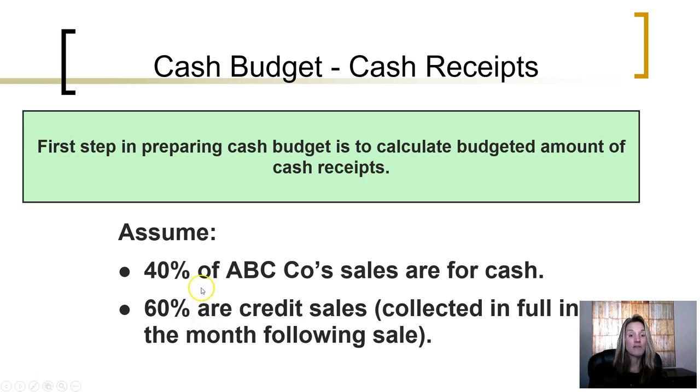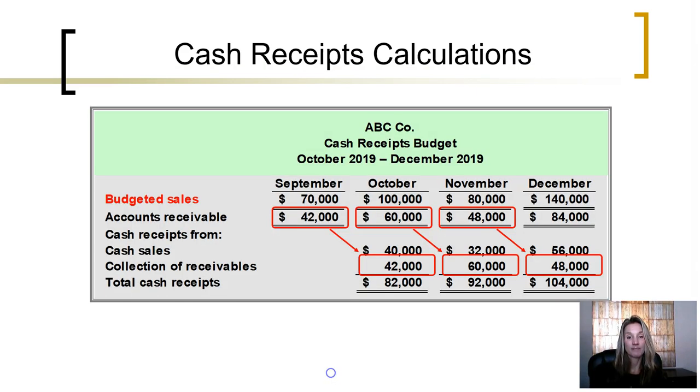So let's assume that 40% of ABC's sales are all done in cash. The remaining 60% are credit sales. All of their credit sales are collected in full in the month following the sale. So let's prepare the amount of cash expected to be received by ABC for our budgeted period. Here are the budgeted sales, which comes from the sales budget that was prepared in the operational budgets. We also know that the amount of accounts receivable expected at the end of each of these months are listed here. So now we can calculate the amount of cash that ABC expects to receive during the month of October.